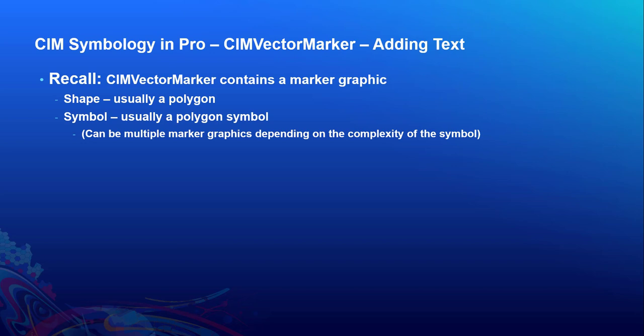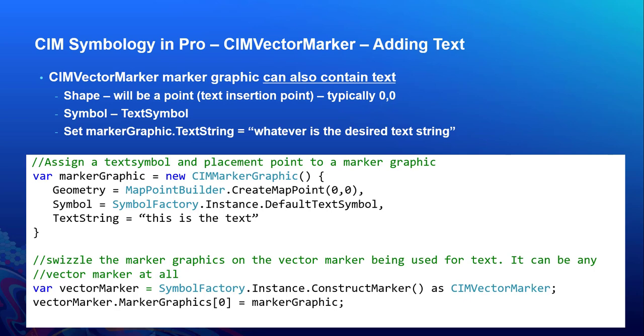And within the marker graphic are 2 components, a shape, typically a polygon describing the shape of the marker, and then a polygon symbol. Well, as it turns out, we can replace that shape and symbol with a point instead of a polygon and a text symbol instead of a polygon symbol if we want to use the vector marker for text. The marker graphic has a built-in text string property. Then that text string, whatever it is, is shown as the text string label.